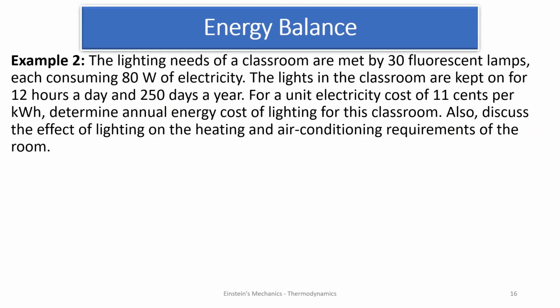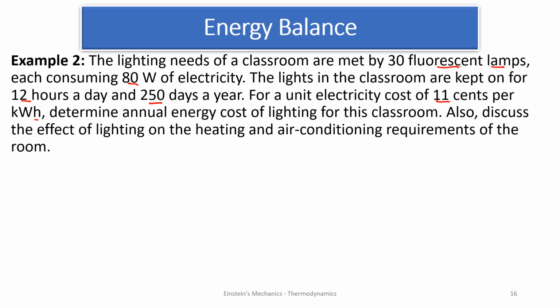The lighting needs of a classroom are met by 30 fluorescent lamps, each consuming 80 watts of electricity. The lights in the classroom are kept on for 12 hours a day and 250 days a year. The unit electricity cost is 11 cents per kilowatt hour. Now we should determine the annual energy cost of the lighting for the classroom. After that, we discuss the effect of lighting on the heating and air conditioning requirements of the room.